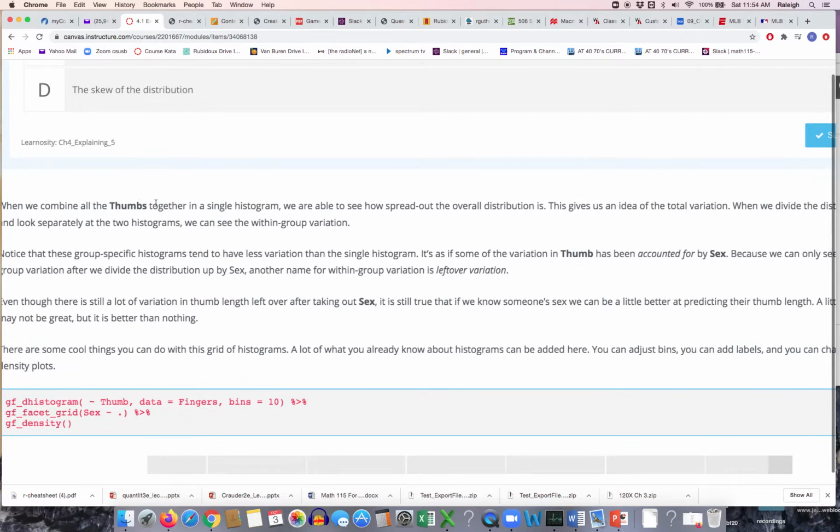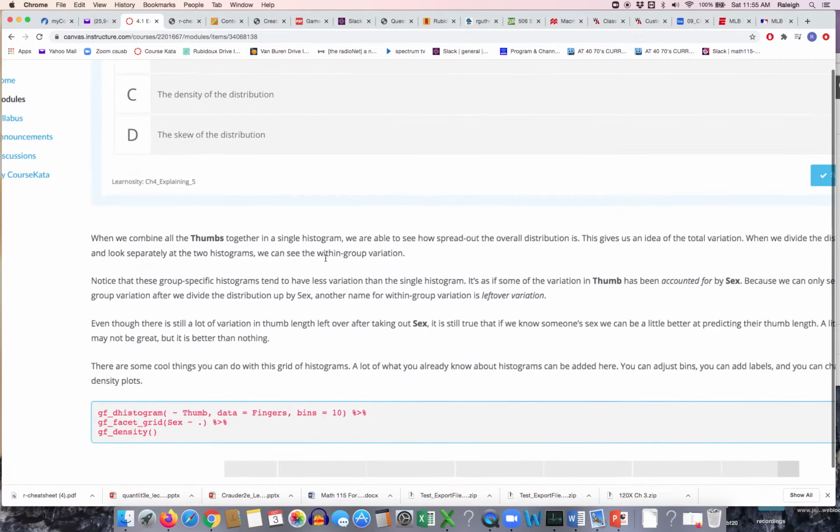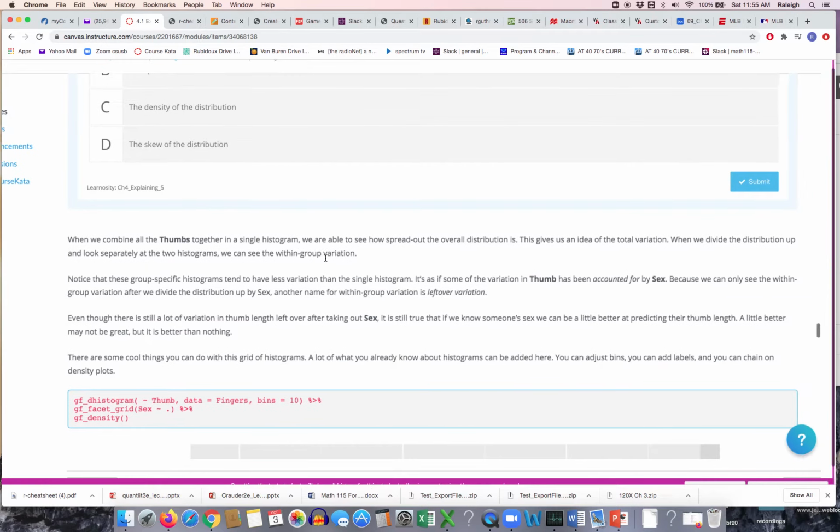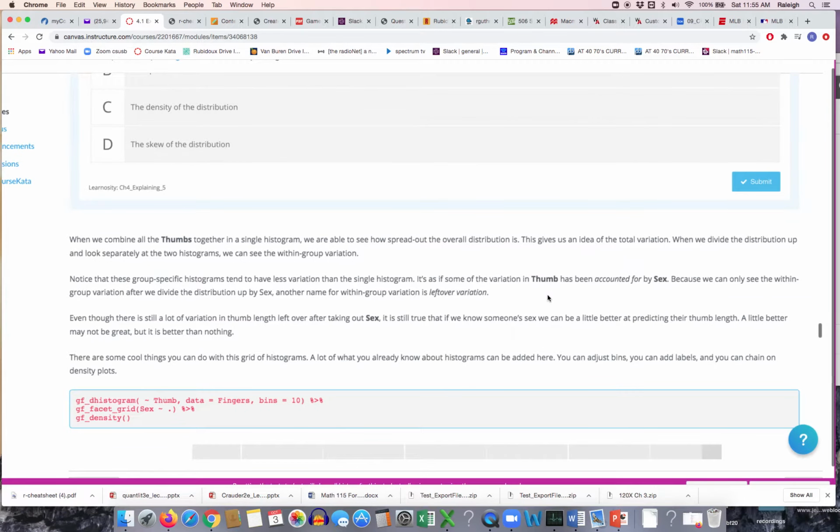When we combine all the thumbs together in a single histogram, we are able to see how spread out the overall distribution is. Sorry about that. This gives us an idea of the total variation. And anyway, some of the variation for thumb has been accounted for by sex or gender. And we can only see the within group variation after we divide the distribution up by the various groups. In this case, it was sex. And we have other variation called leftover variation. She calls it other stuff in her video. She's very informal, which is nice, in many ways very refreshing.